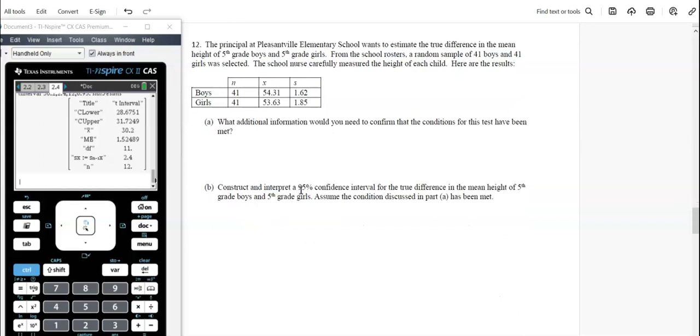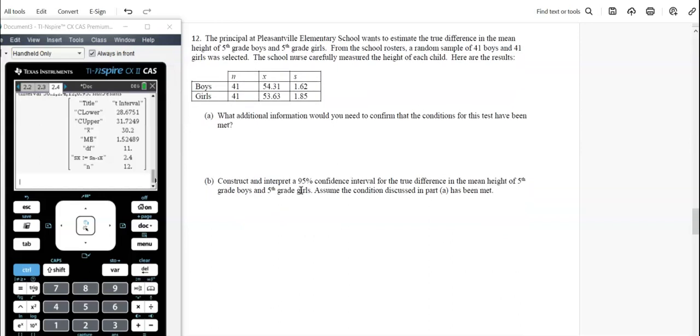So this looks like a classic 2-sample T interval here. It's not paired data, so we're looking at just the overall. We're not comparing individual students here. You can kind of tell we don't know any of the individual students. We don't have a list of differences. There's no way for us to do this if it's not paired data. So they just sampled 41 girls and 41 boys. They didn't pair them up by some reasonable quality like height or something. So I just measured every child. This is the differences. What additional information would you need to confirm the conditions for this test have been met?